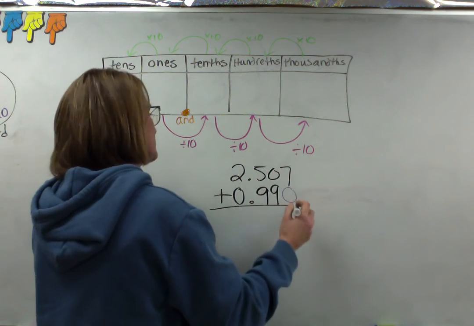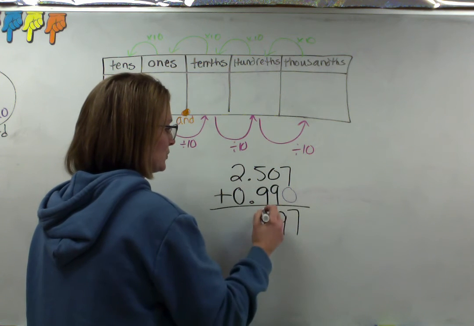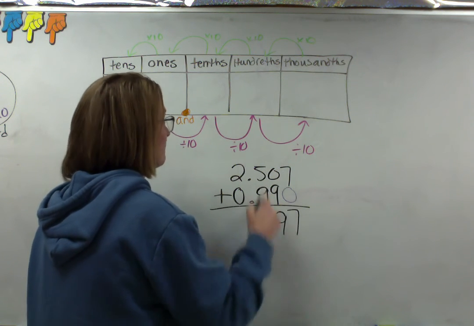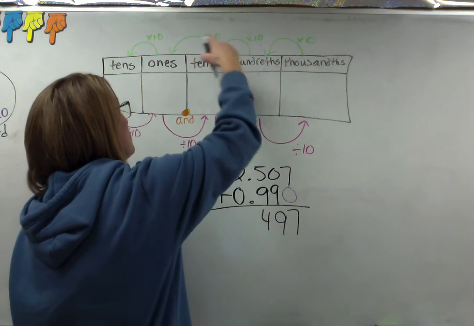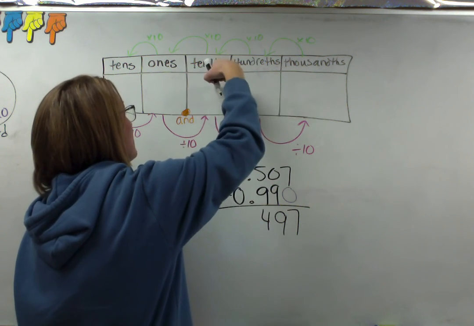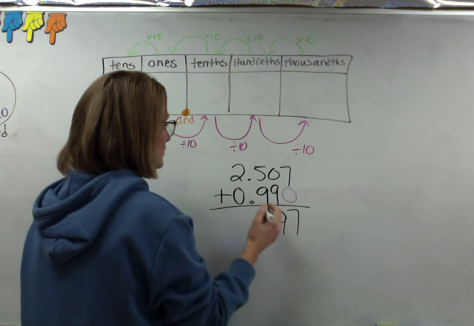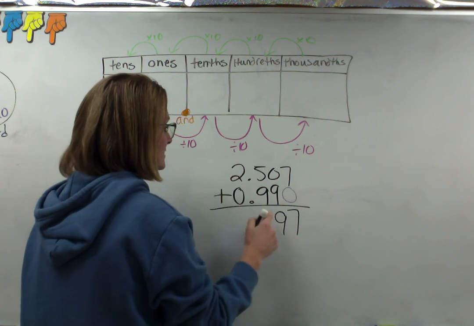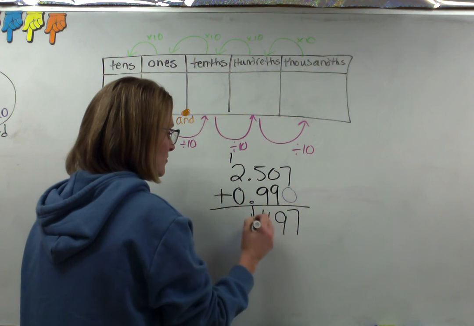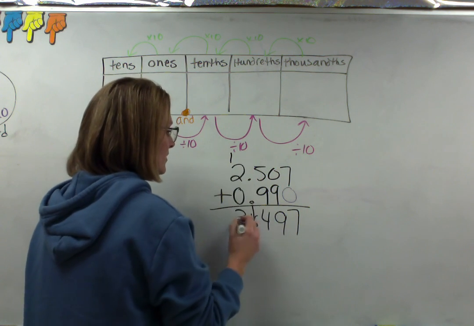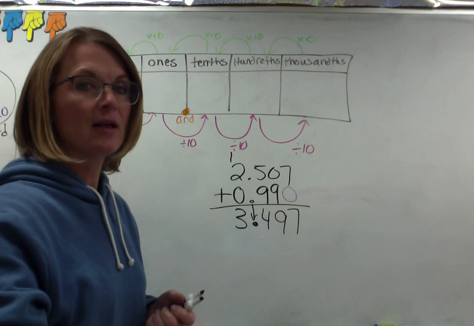So I have 7 and 0 is 7, 9 and 0 is 9, 5 and 9 is 14. Put down the 4. So 14 tenths is more than 10 tenths, so you have to put it into the ones place because 10 tenths makes 1. So if you have 14 tenths, you have a 1 and 4 tenths. So you carry the 1 over, bring the decimal straight down, and 2 and 1 is 3. So you get 3 and 497 thousandths.